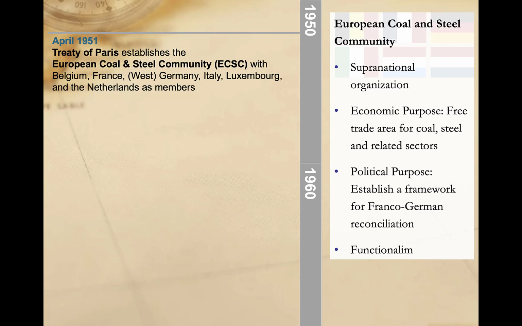The ECSC officially ceased to exist in 2002 when the treaty that created it expired and its functions were absorbed into the European Union. However, the functionalist roots of the European Union, right down to the institutional structures of the EU itself, are found in the ECSC.